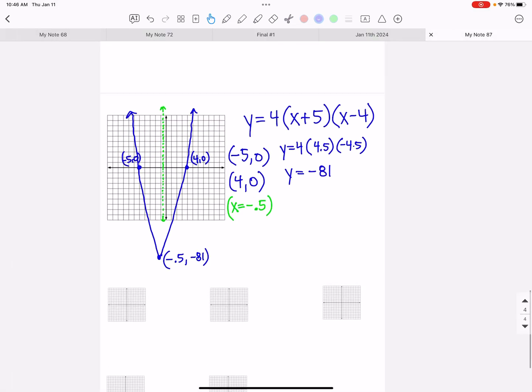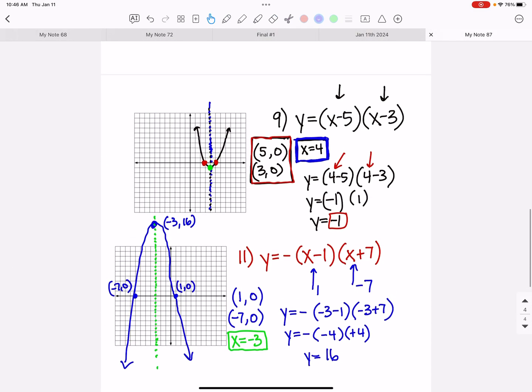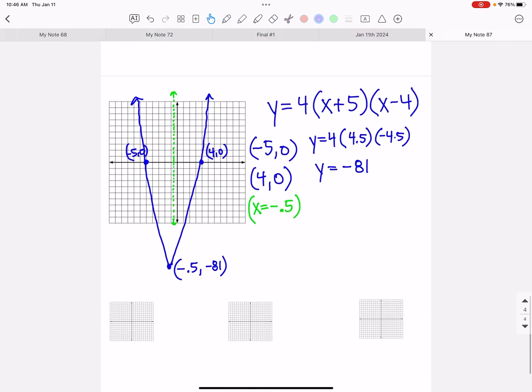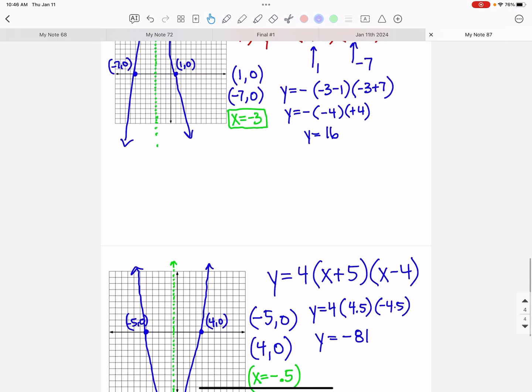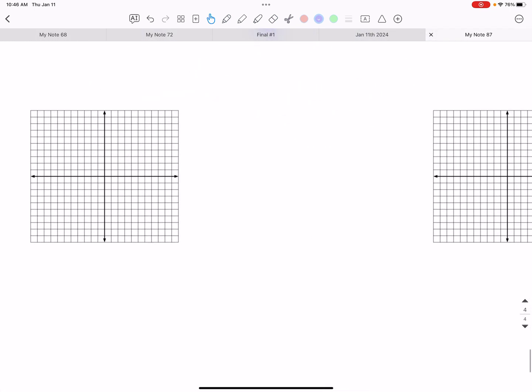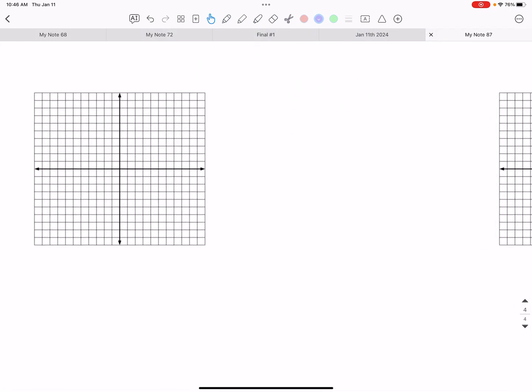All right, guys. We had done these ones earlier. You have access to those. I'll put those in the thing. Let's see. That's 9. That's 11. That's 13. So let's do 15.